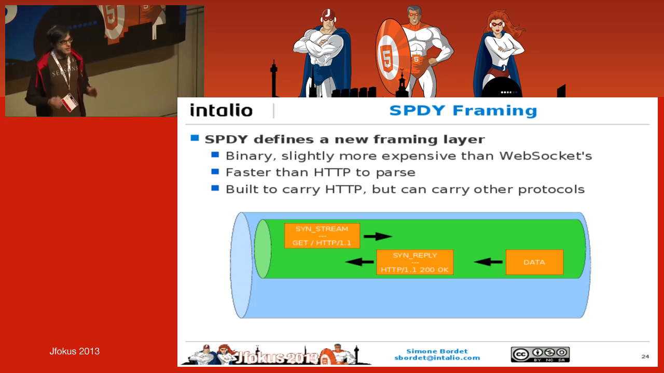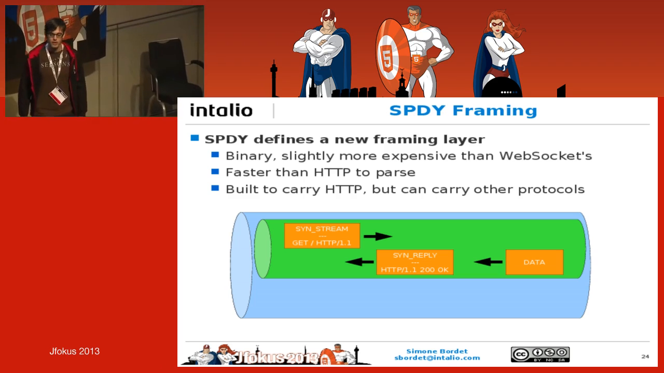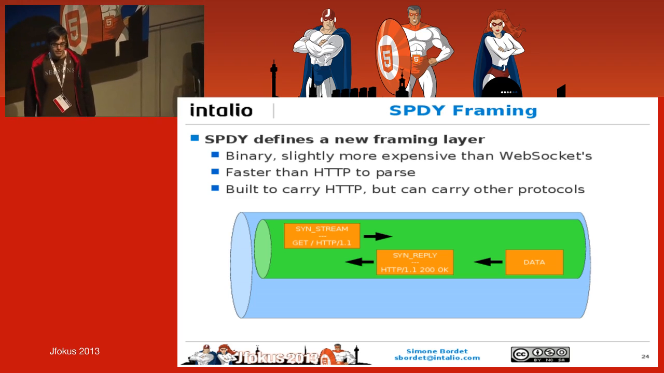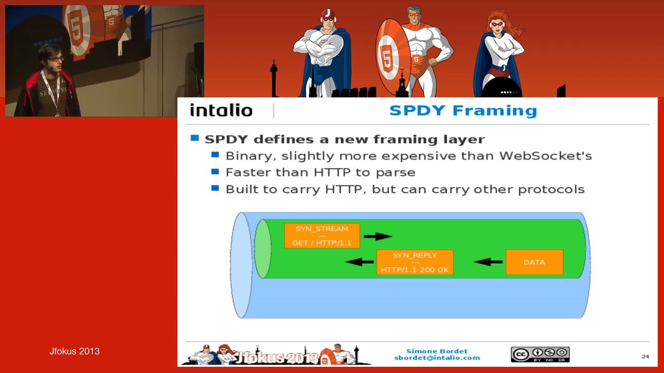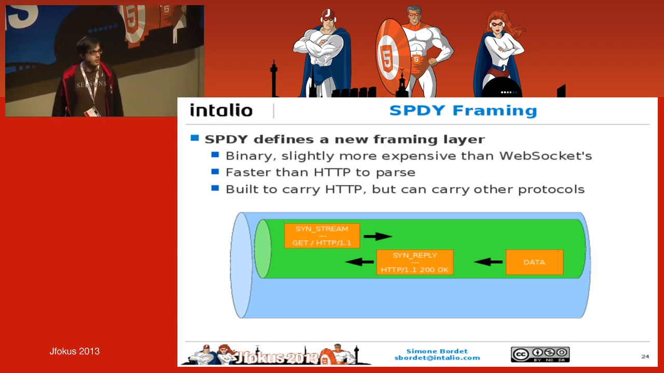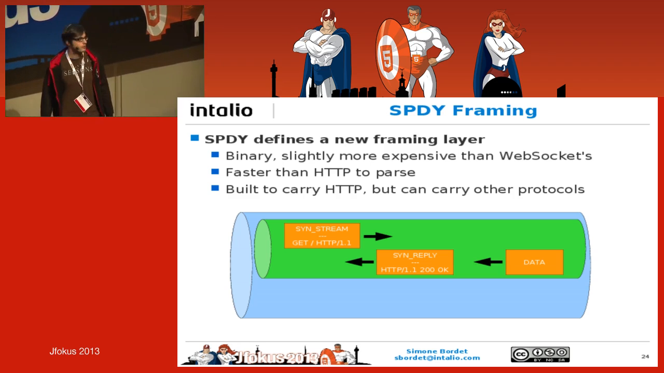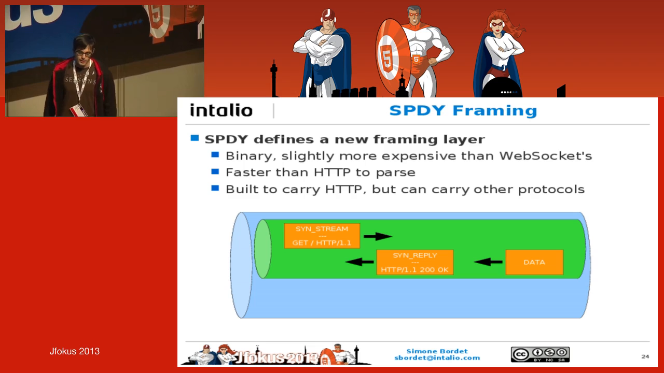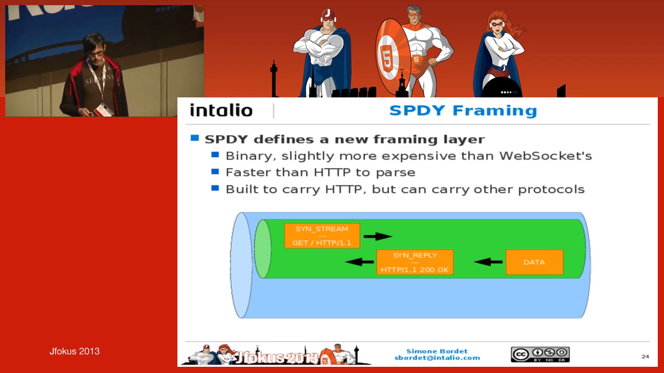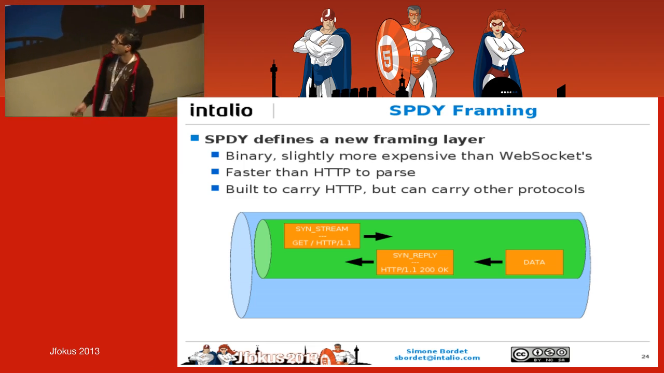So SPDY is a binary protocol. It's only slightly more expensive than WebSocket, really slightly. It's faster than HTTP to parse because it's made to be parsable as easily as possible. So it's really easy to implement a parser for SPDY frames. It's built to carry HTTP as said, but it can take other protocols as well. So this is basically how it works.